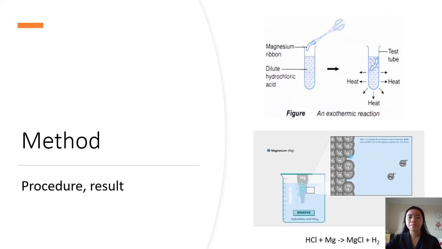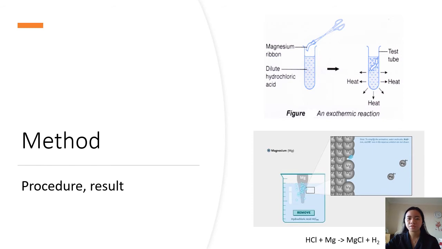Let's move on to the method. In the procedure, we start the experiment by adding 1 mole hydrochloric acid up to 1/3 of the small tube. After that, we drop 1 strip of magnesium in and place the large test tube over the top of the small one to collect gas in the large one.